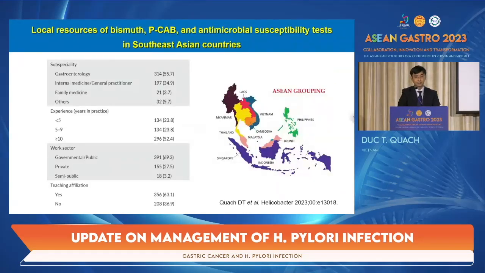So how about the local resources of bismuth, PCAP, and antimicrobial susceptibility testing in our region? Recently, the study from 10 Asian countries shown that we have recruited more than 500 responses from gastroenterologists, as well as other colleagues from other fields like family practice and general practitioners, who also prescribe H. pylori regimens in daily practice. And in this slide, you can see that about 2/3 of our colleagues are from government or public hospitals, and about 2/3 of them were from teaching affiliated hospitals.